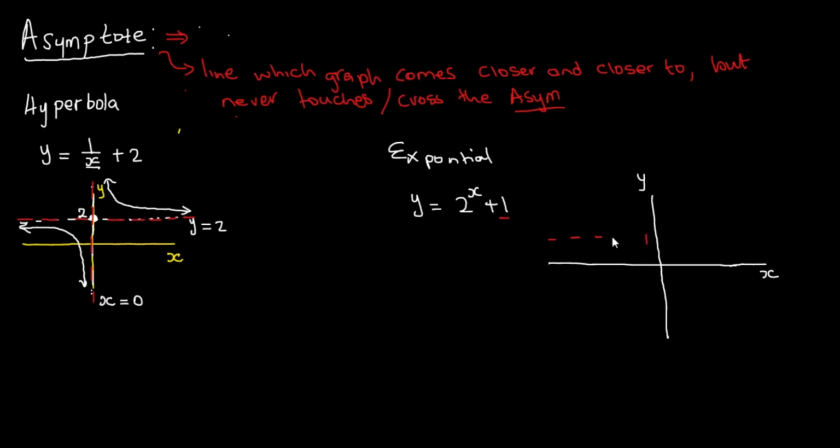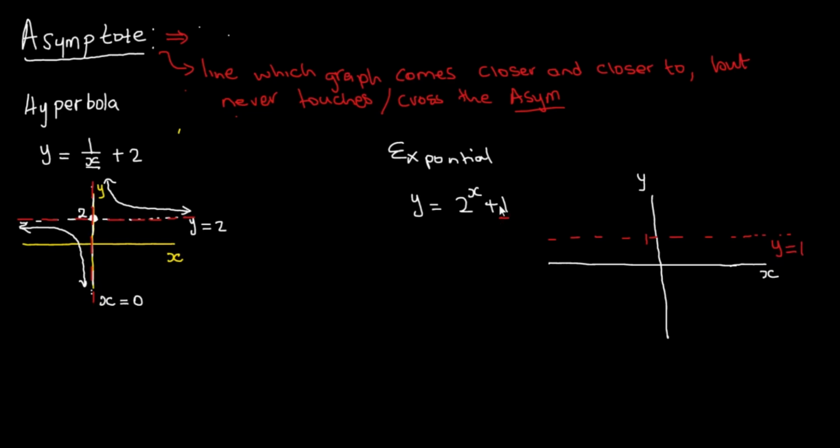So this one only cuts what? It only cuts the y-axis. You'll never have an asymptote that cuts the x-axis, unless we are talking about the inverse function, which is something that you'll do in the upcoming grades. Okay, so this is why it's equal to 1.